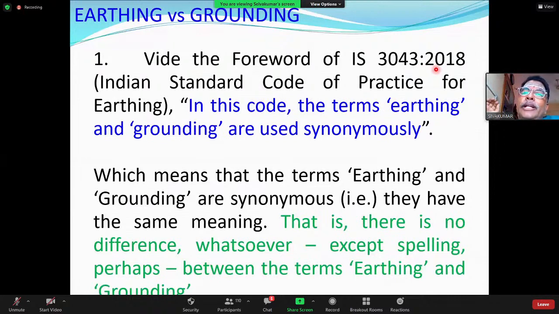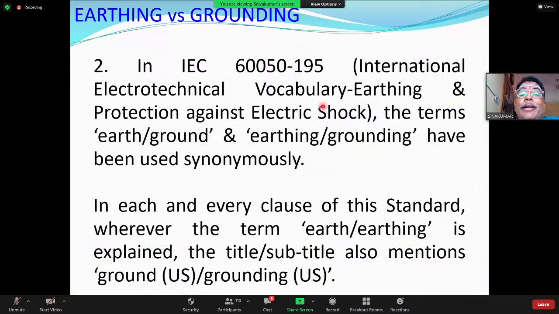Then I referred to the international terminology. Let us forget Indians. What does the other, bigger Bible say? IEC Electrotechnical Vocabulary 60050. It has a particular section on earthing. They very clearly say, wherever they have put the term earth, they immediately put an oblique and mention ground also. Earth or ground, earthing or grounding. In every definition, they have used both these words.